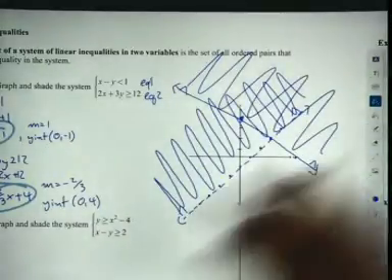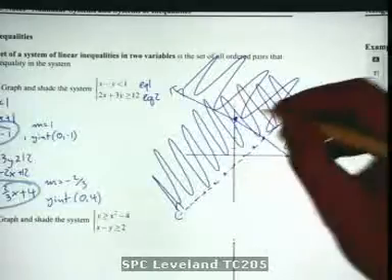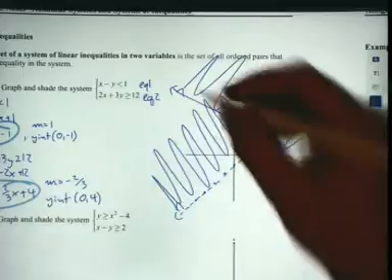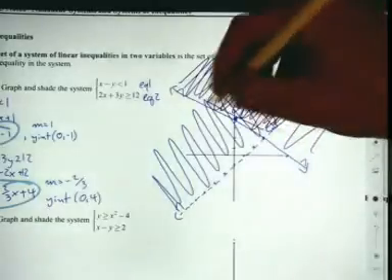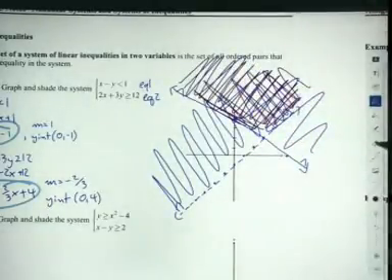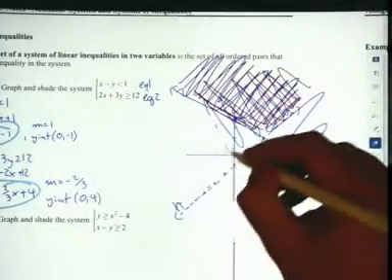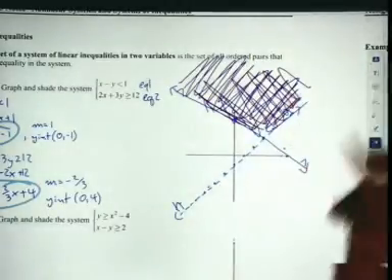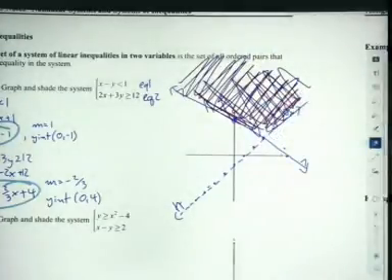But since we have a system, we want to know what shaded area satisfies both inequalities. So the only shaded area that we're really concerned about is this shaded area right here. This is the shaded area that satisfies both inequalities. So this is kind of why I didn't want you to shade, but I did. Think about erasing this, and the only shaded area that satisfies both inequalities would be this area right here.